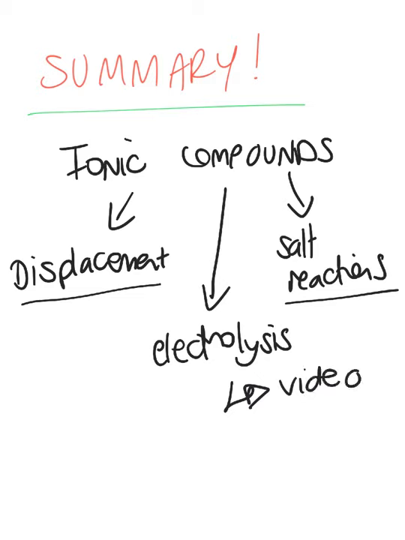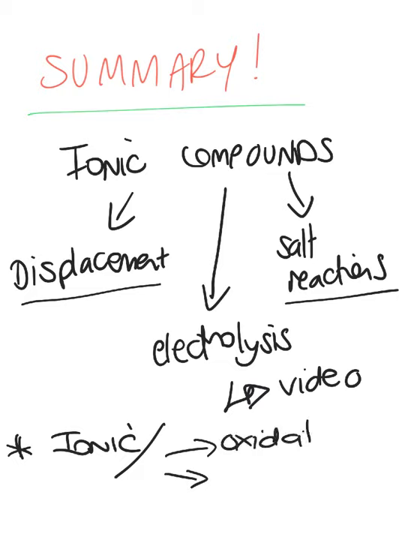Okay, what you want to do each time on those displacement and salt reactions is do your ionic equation first and then split that ionic equation into 2 and give me 2 half equations, one that shows oxidation and one that shows reduction. Okay, so that is how you form half equations, particularly looking at displacement and salt reactions.